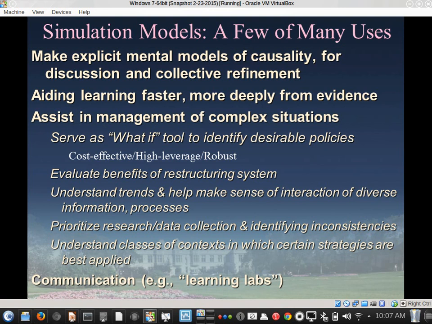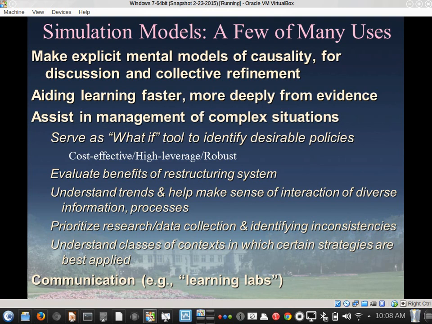This is not a matter of real-world evidence or the model. It's a matter of the model making sense of real-world evidence, helping us to think through the implications of the real-world evidence more quickly. And also these models can help in management of complex systems, serve as what-if tools to identify which policies are cost-effective, high leverage, or robust, evaluate benefits of restructuring a system, rejigging how things work cross-sectorally, perhaps in the context of Fresno County, to help understand trends, make sense of the interactions, the diverse processes.